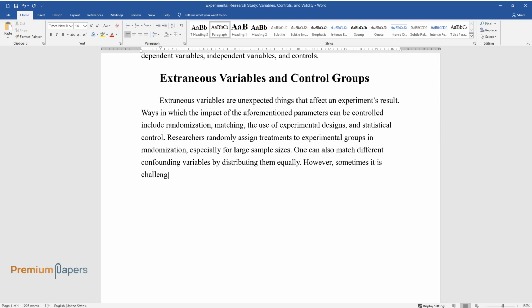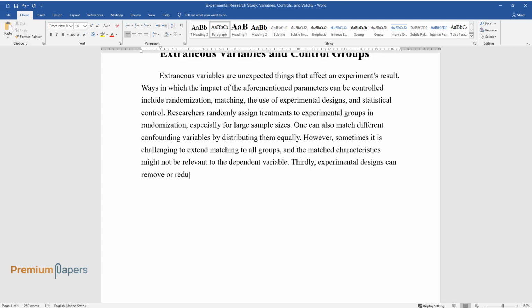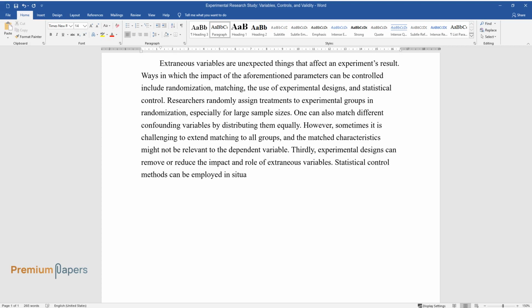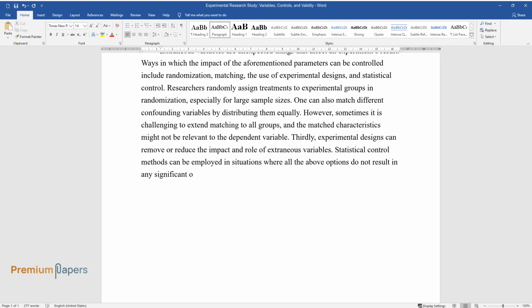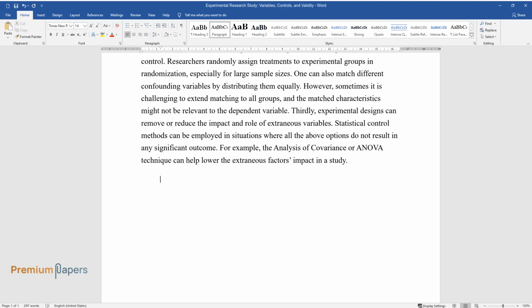However, sometimes it is challenging to extend matching to all groups, and the matched characteristics might not be relevant to the dependent variable. Thirdly, experimental designs can remove or reduce the impact and role of extraneous variables. Statistical control methods can be employed in situations where all the above options do not result in any significant outcome. For example, the analysis of covariance or ANOVA technique can help lower the extraneous factor's impact in a study.